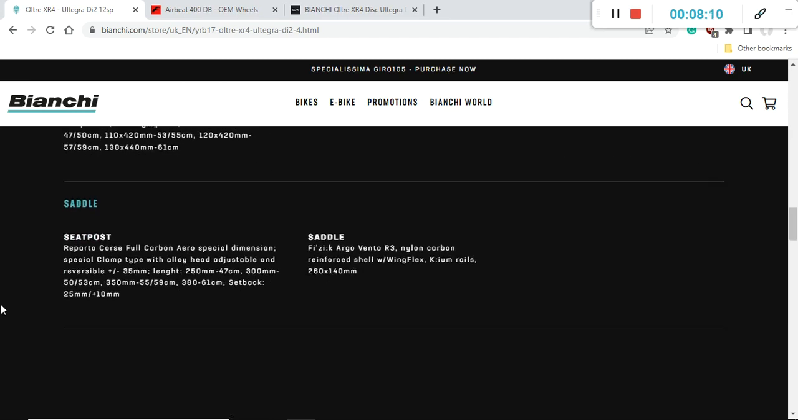When we talk about the seat post and the saddle on this bike, what are you getting? The seat post is a carbon fiber seat post from Bianchi, perfectly fine. It will soak up a lot of road bumps, and I will mention here that the saddle is the Fizik Argo Vento R3, a superb saddle in my opinion, but in case you don't like this saddle, it's very easy to replace and put the desired saddle, the one that you really like, so this is not a problem.